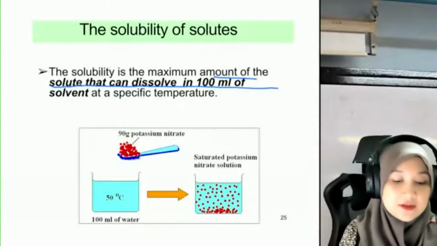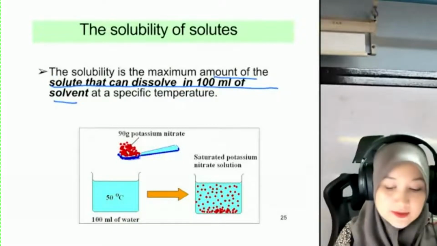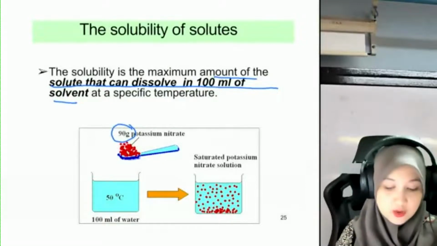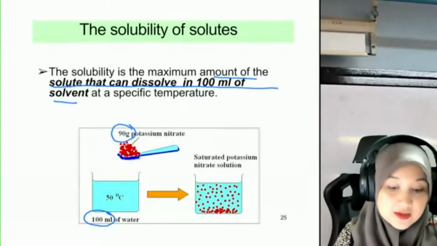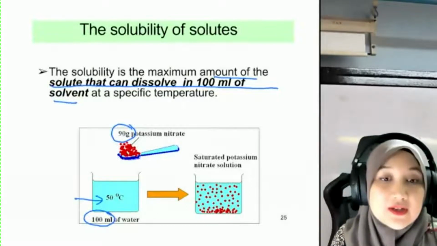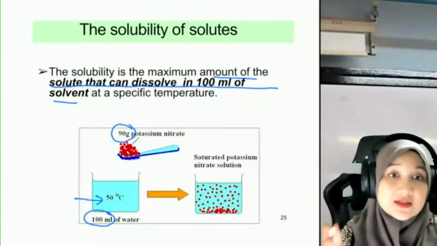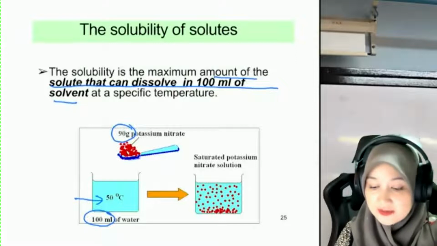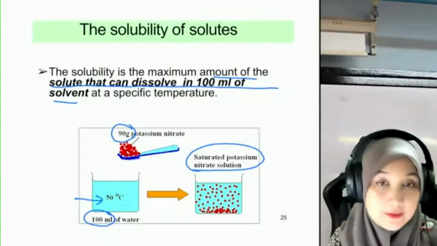Okay, the solubility of solute is the maximum amount of the solute that can dissolve in 100 ml of solvent. This is the definition of solubility. So if we put 90 grams of potassium nitrate into 100 ml of water, it will dissolve. As the temperature increases, the rate of dissolution, the rate at which the solute dissolves, becomes higher. And then the saturated solution of potassium nitrate will form.